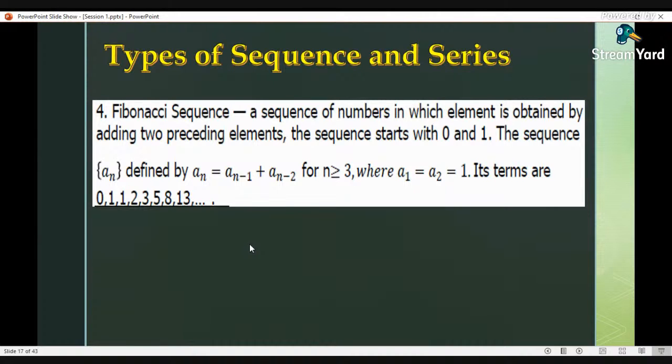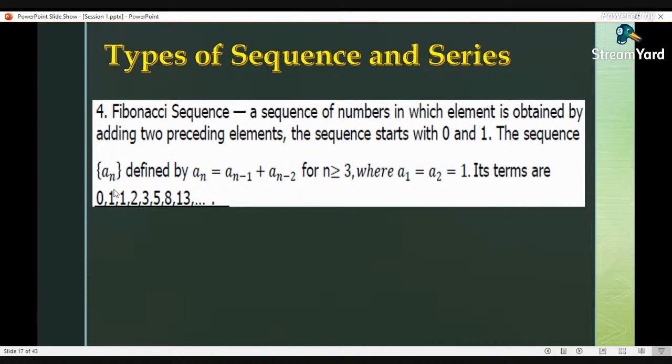Next, the Fibonacci sequence, which is also a special sequence. It is a sequence of numbers in which each element is obtained by adding the two preceding elements, and the sequence starts with 0 and 1. The sequence a sub n is defined by a sub n equals a sub n minus 1 plus a sub n minus 2 for n greater than or equal to 3, where a sub 1 is equal to a sub 2 equals 1. So its terms are 0, 1.